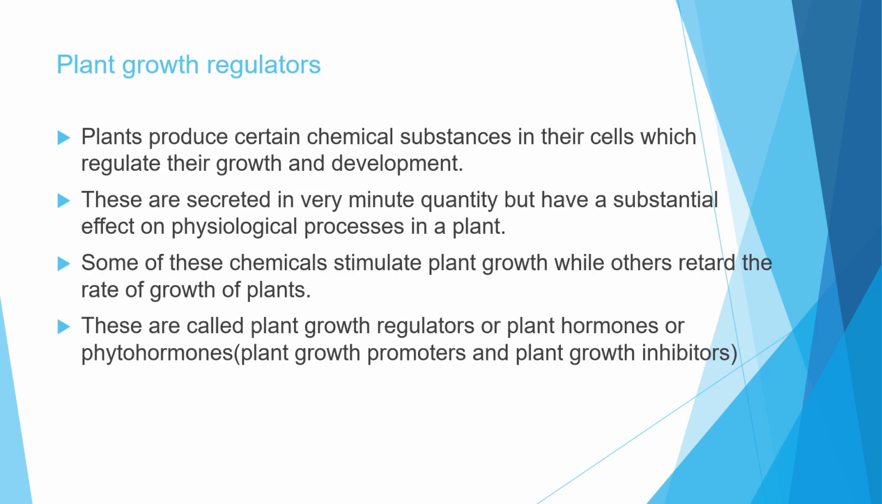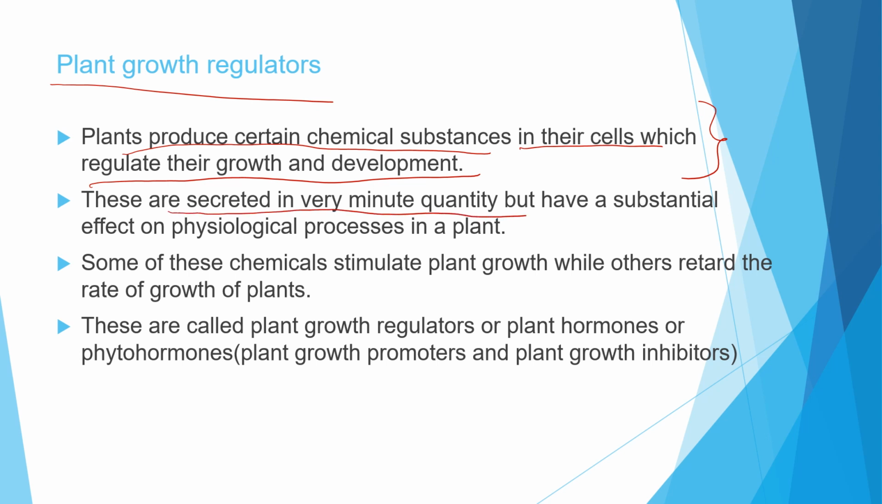Now, what are plant growth regulators? We should know this first. Plants produce certain chemical substances in their cells which regulate their growth and development. These are secreted in very minute quantity but have a substantial effect on physiological processes in a plant. They are not produced in huge amounts or in lump sum. They are produced in minute amounts which help to stimulate plant growth or other activities.